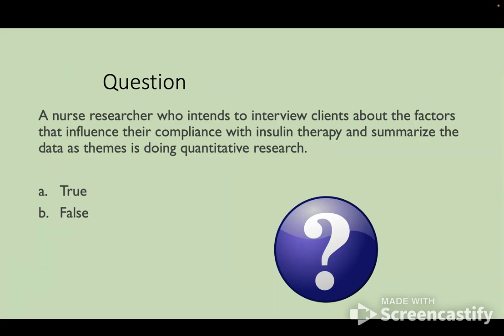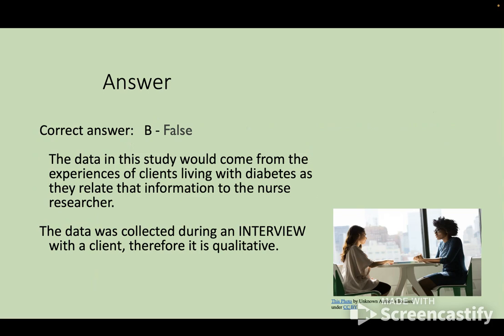So, a nurse researcher intends to interview clients about the factors that influence their compliance with insulin therapy, summarizing the data as themes. This would be quantitative research, true or false? This one would actually not be. If you look at lived experiences or interviewing clients, think qualitative research.